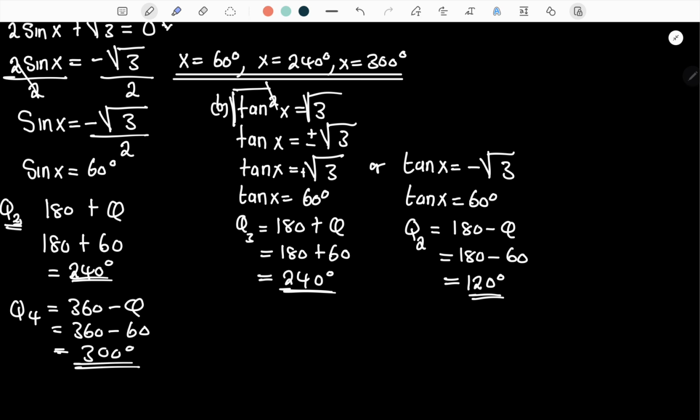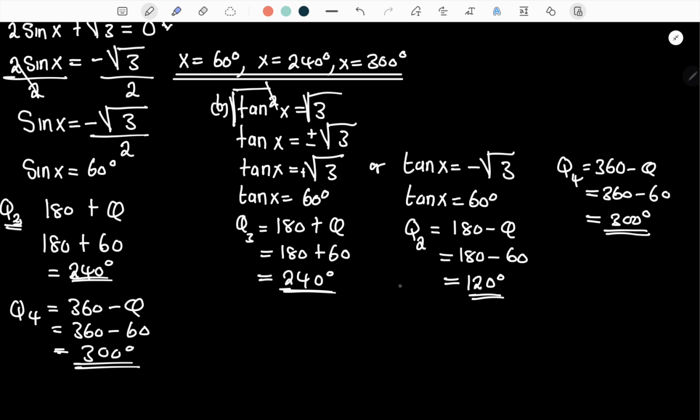In which quadrant also is tan negative? Okay, so in the fourth quadrant. So in the fourth quadrant, it's supposed to be 360 minus theta. So it's going to be 360 minus 60, which is going to give us 300 degrees.